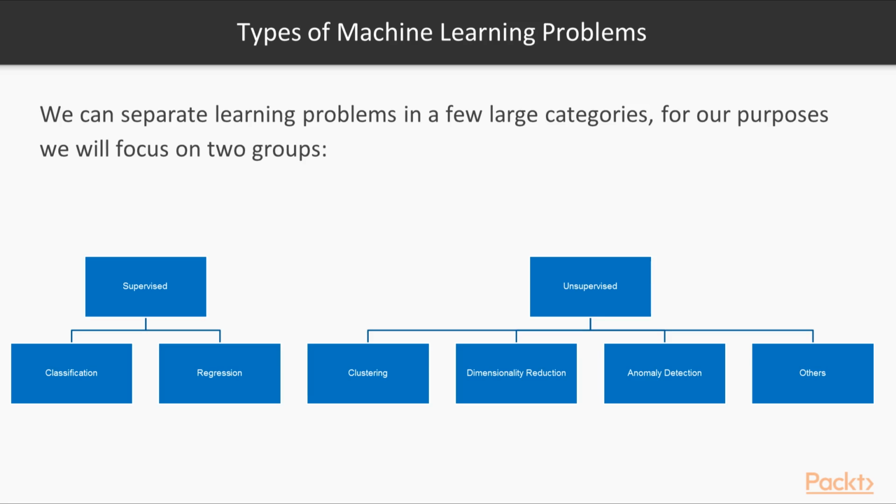Now let's talk about the types of machine learning problems that we can have. We can separate learning problems in a few large categories, and for our purposes, we will consider just two groups. In fact, in this section, we will only talk about supervised learning, which has two main subtypes of problems, classification and regression problems. I just wanted to let you know that there is another big branch of machine learning called unsupervised learning, but we won't be talking about that branch in this section.